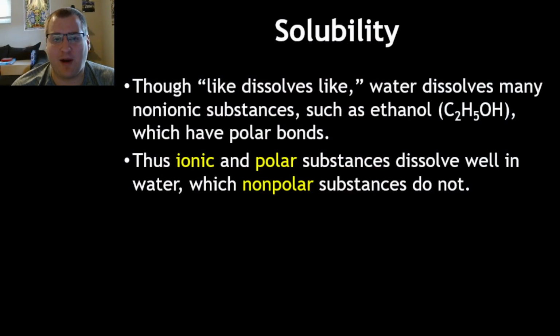We're going to talk today about why some things dissolve in water, why other things don't. Some ionic things do, some of them don't. Some covalent things do, some of them don't. Thus, ionic and polar substances dissolve well in water, but non-polar substances really don't. So anything that's ionic, so any salt, will usually dissolve in water. We're going to talk about those exact rules a little bit later, but polar things generally will dissolve in water as well.